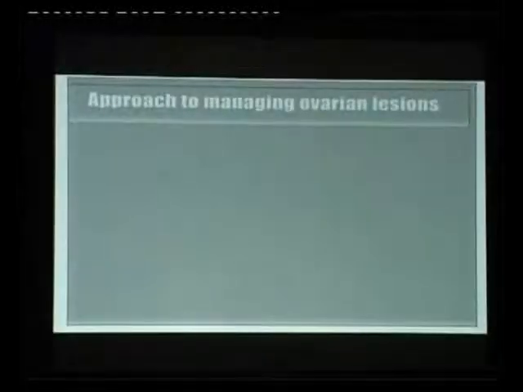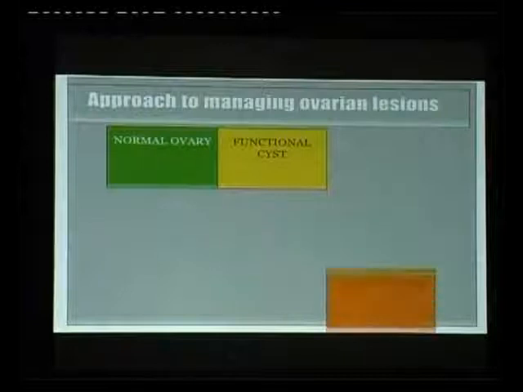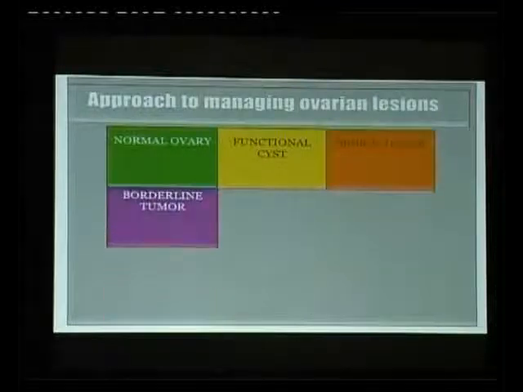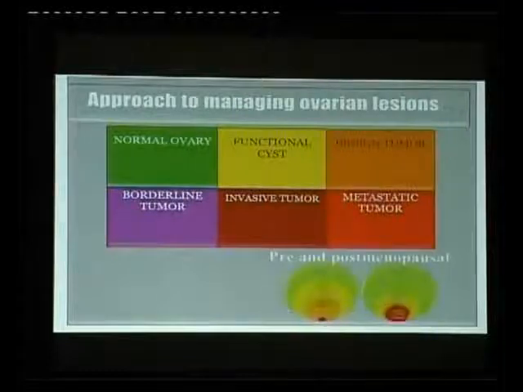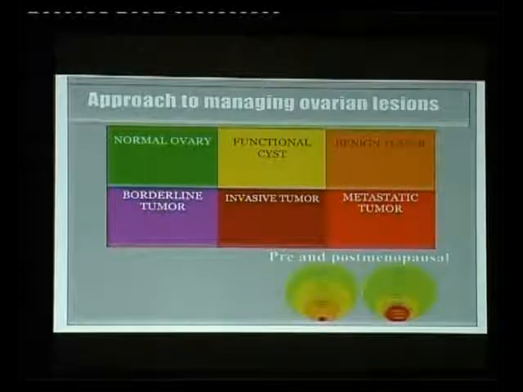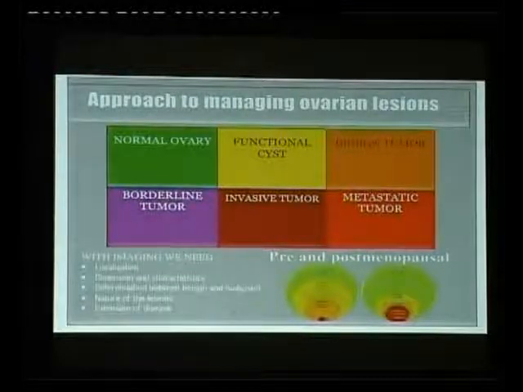So let's look at what is the approach to ovarian lesions. When you are evaluating the ovary, you can either see a normal ovary, a functional cyst, a benign tumor, a borderline tumor, an invasive tumor, or a metastatic tumor. We then have to see whether she's pre- or postmenopausal, because if she's postmenopausal, she has a higher chance of having a malignancy, and in a younger woman it is more likely functional. So we have to do imaging, and that's why we need it.